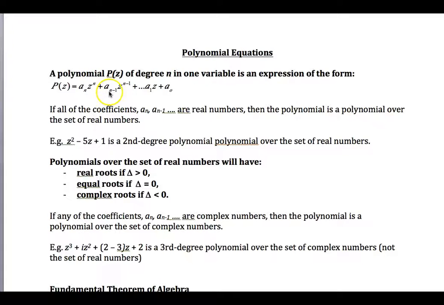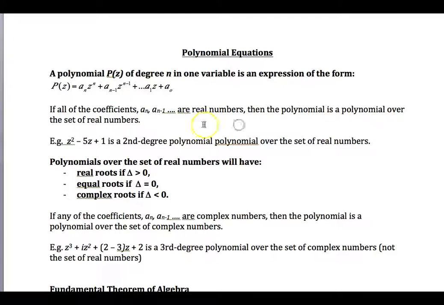Now, the reason that's just a sub n, it's just the coefficient of the z to the n term, and this n minus 1 down here just means that this is the coefficient of the n minus 1 term, all right? And going all the way down until you've just got one z left and then no z's left. That would be the constant term. So we know z to the power of n, that's the highest power, that's of degree n.